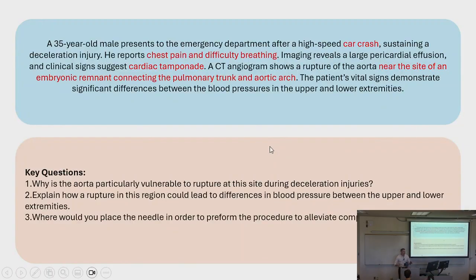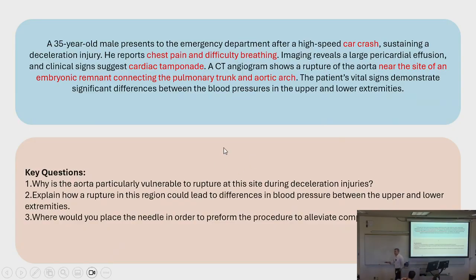all right, so 35-year-old male, ED, car crash, chest pain, difficulty breathing, cardiac tamponade, which is fluid in the pericardium compressing the heart. Okay, so CT shows rupture of the aorta near the site of an embryonic remnant connecting the pulmonary trunk and the aortic arch. So embryonic remnant, pulmonary trunk, aortic arch. Okay, so what is that structure? Ligamentum arteriosum. Okay, and ductus arteriosus in embryo. Okay, all right, so that's what we're seeing here.